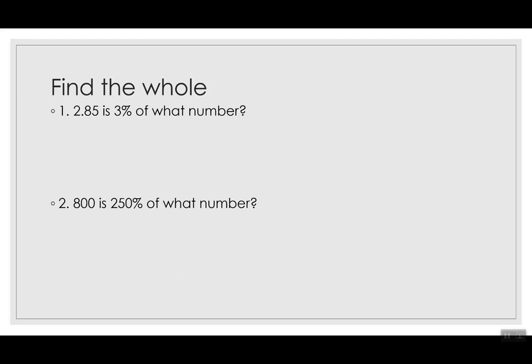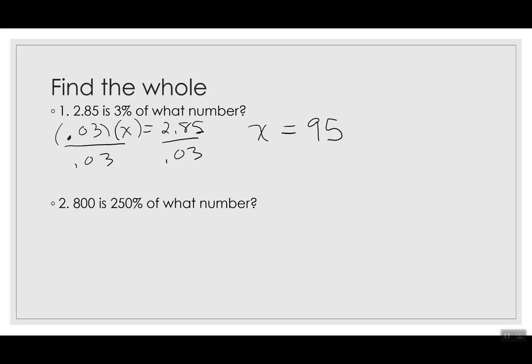Let's try it some more. 2.85 is 3% of what number? So 2.85 becomes the part. 3% is our percentage. I'm going to change the 3% to 0.03. We're going to write x for the whole and 2.85 as the part. We're going to divide by 0.03. X will be equal to 2.85 divided by 0.03, which is 95.